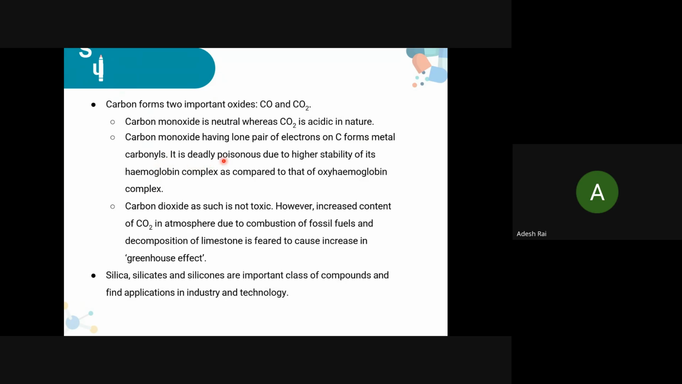Carbon monoxide is a deadly poisonous gas. What does it do? It forms a complex with hemoglobin and replaces oxygen, which results in loss of consciousness. Carbon dioxide is not toxic like CO. However, increased CO2 content in the atmosphere due to combustion of fossil fuel and decomposition of limestone is feared to cause an increase in the greenhouse effect. So the drawback of increased CO2 is the greenhouse effect.